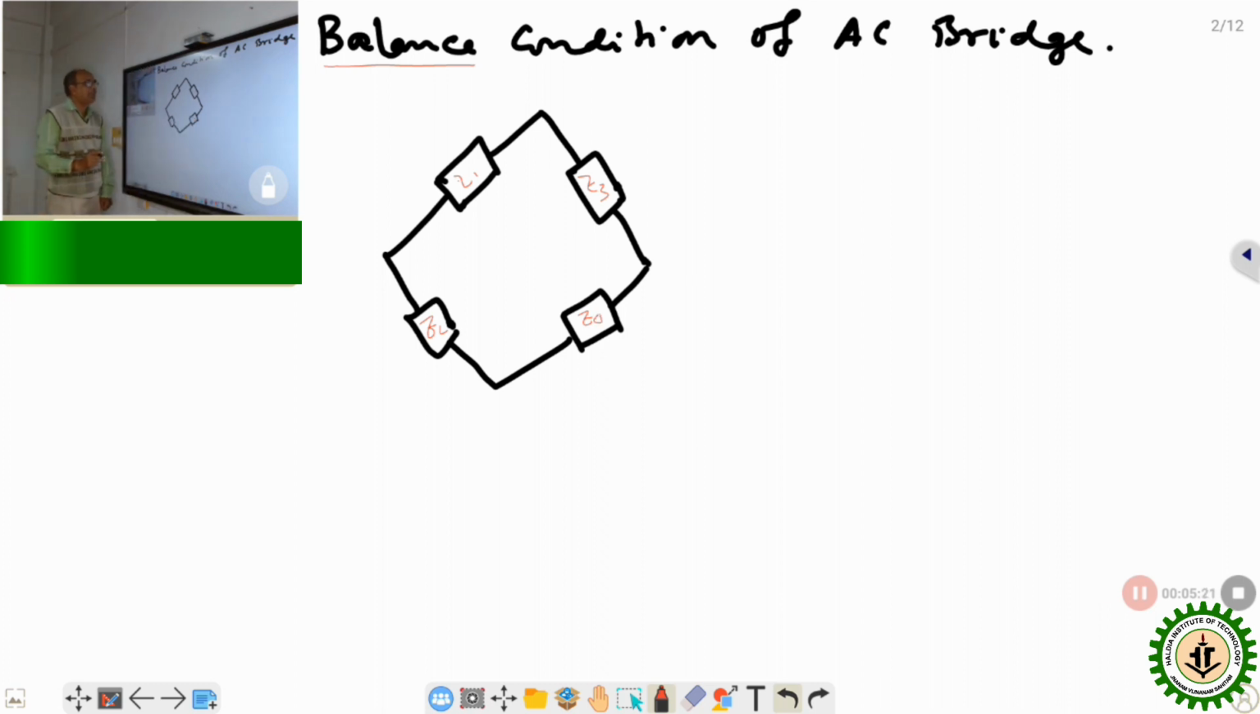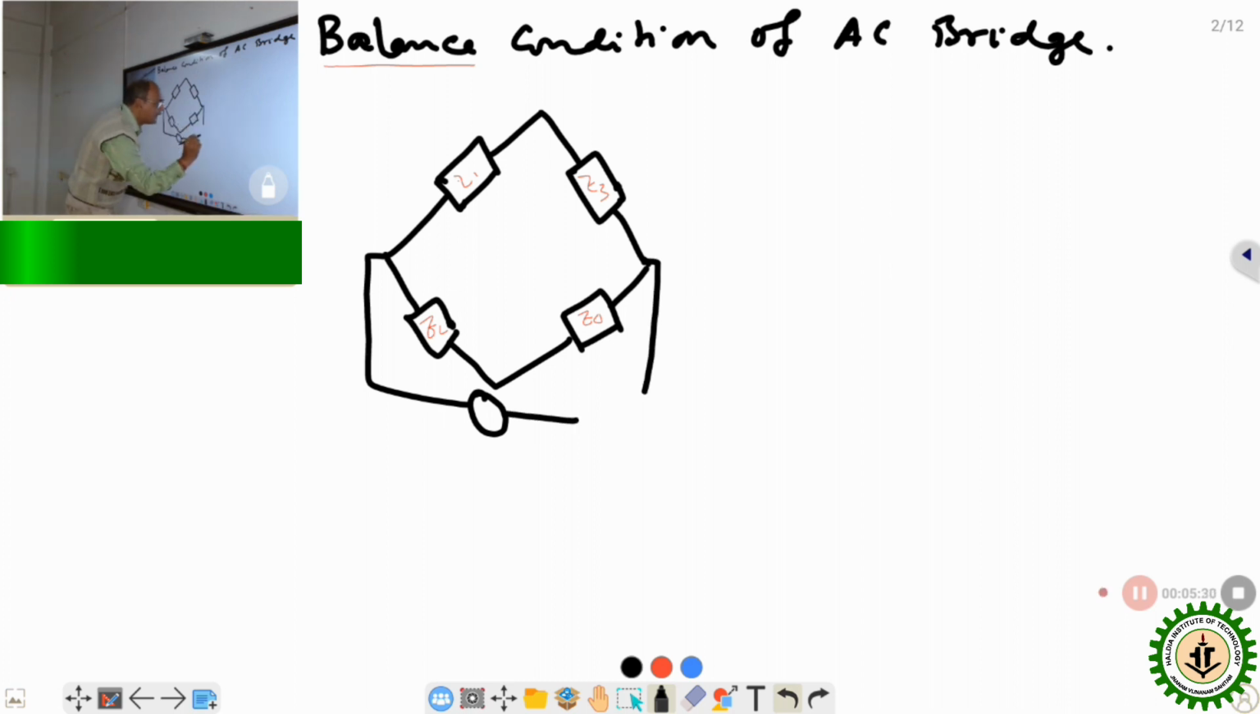Okay. What I told you, that we have to supply the energy, that is here an AC source. This is the symbol of AC. E equal to E0 sine omega t. Okay, this is the 4-arm bridge. A, B, C, D.